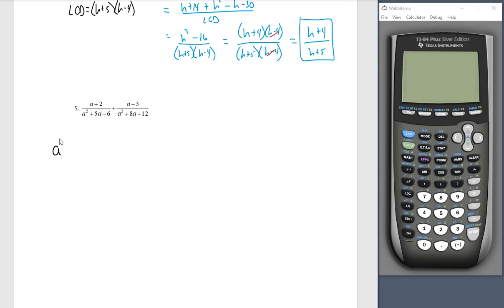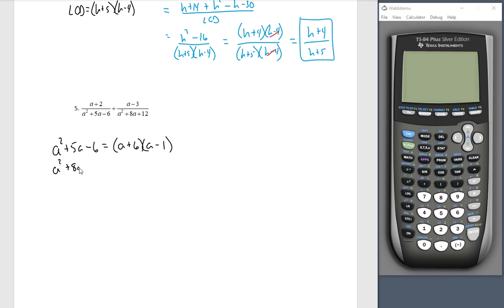All right. A squared plus 5a minus 6 factors as a times a. Multiply to get negative 6. So one's positive, one's negative. Different by 5. So it's got to be 6 and 1. Because the 5 is positive, so is the 6. It's the bigger one.